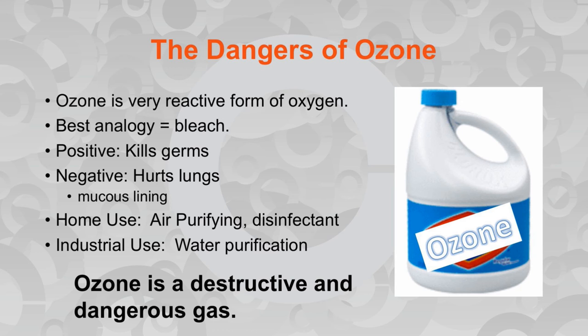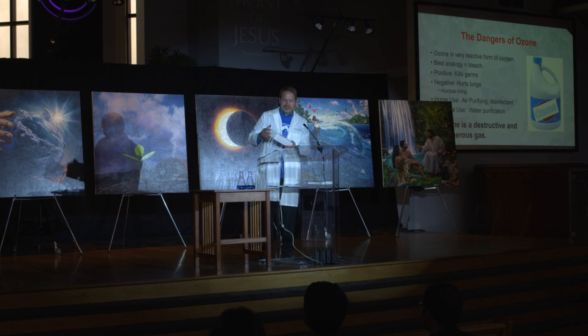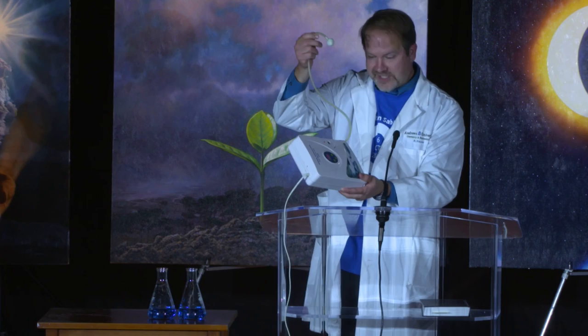You can buy these on the internet. This wasn't too bad. I think $60 or $70. I don't know if I should be promoting A to Z Ozone, but I don't even know who they are, but they produce a nice little ozone machine. And all they do is take electricity and pass it through our air, and it generates ozone. And it's a gas, and you're going to see bubbles coming out of here. And everything I do seems to make bubbles somehow. Maybe the Dr. Bubbles term means something.